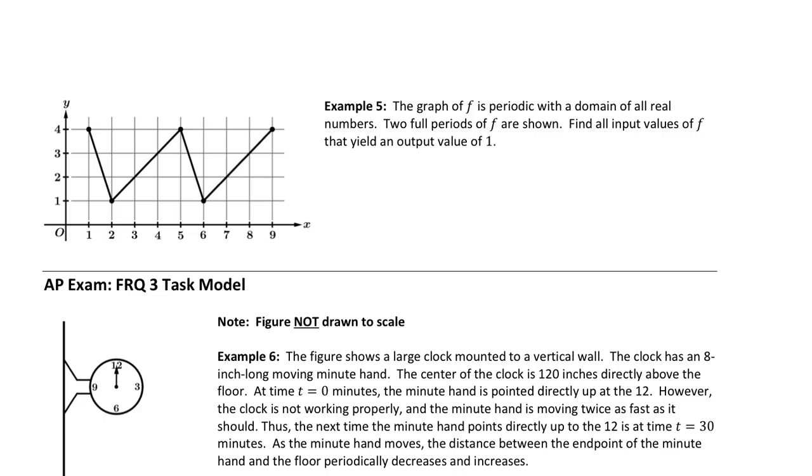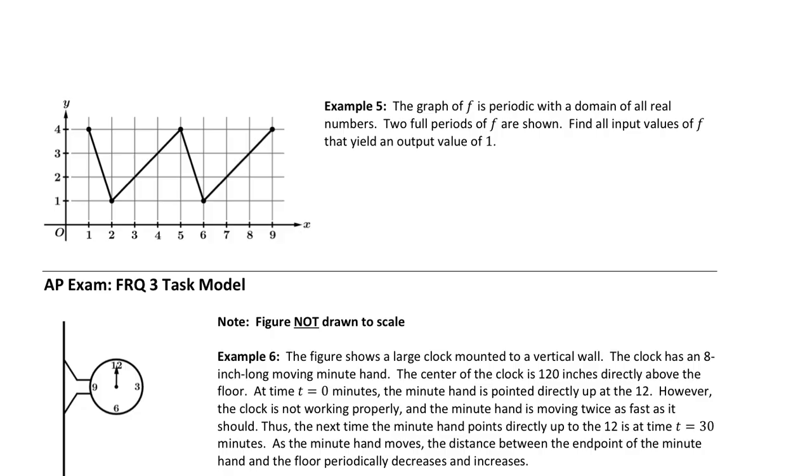It says the graph of F is periodic with a domain of all real numbers. Two full periods of F are shown in the graph. Find all input values of F that yield an output value of 1.